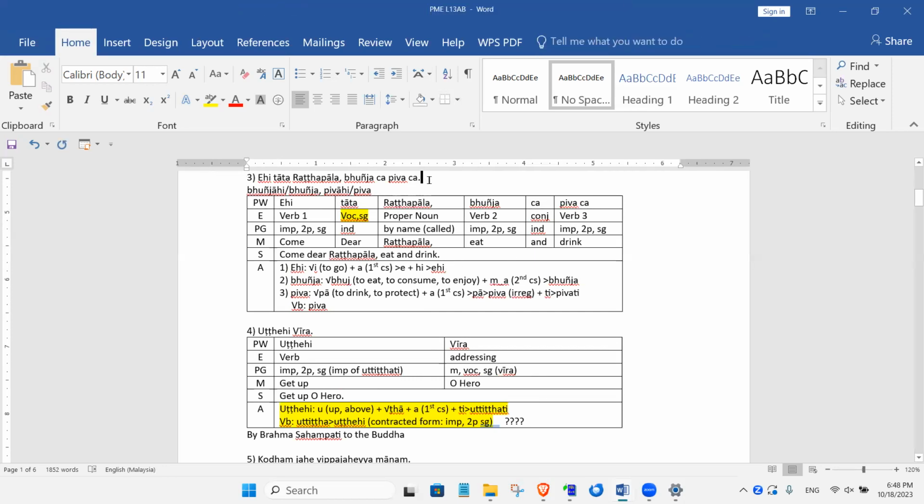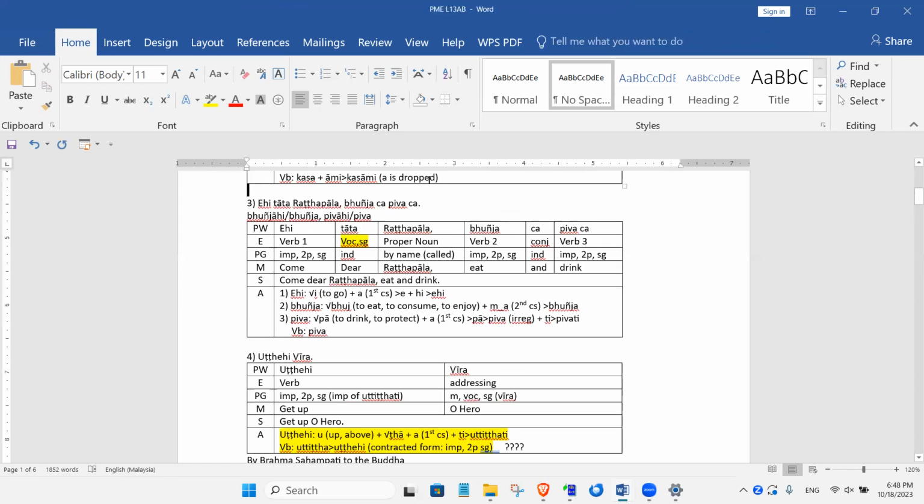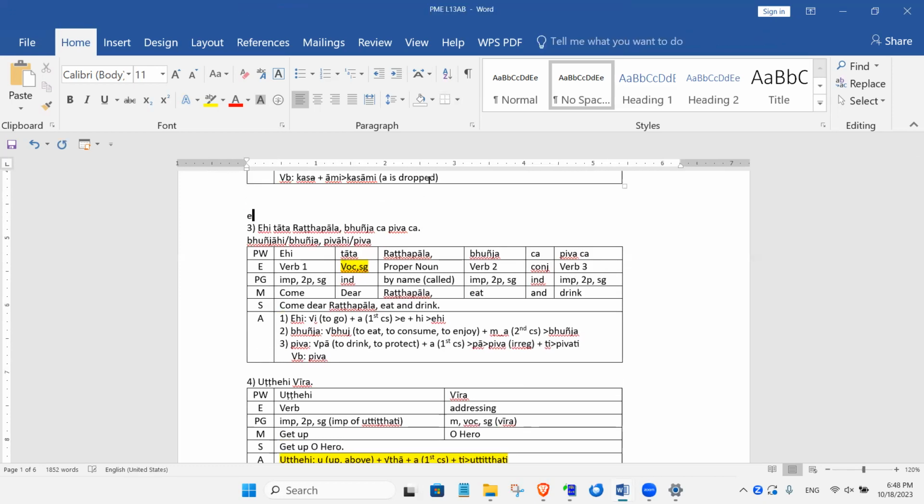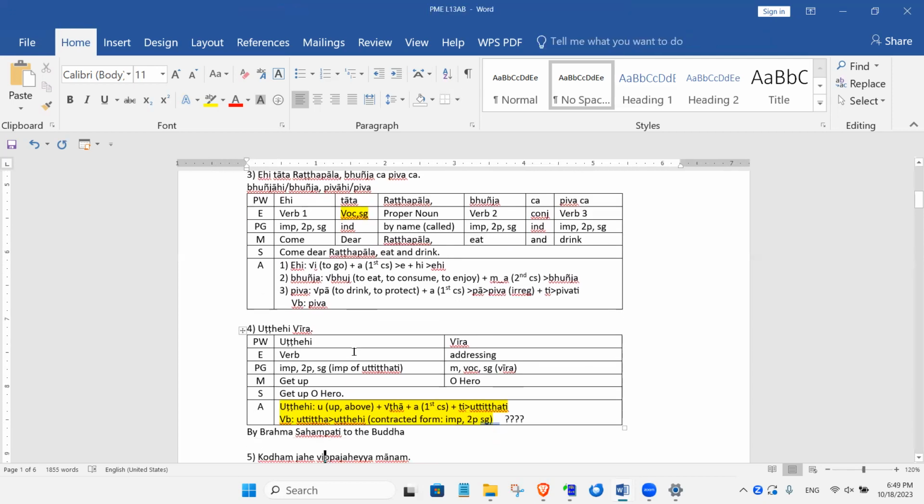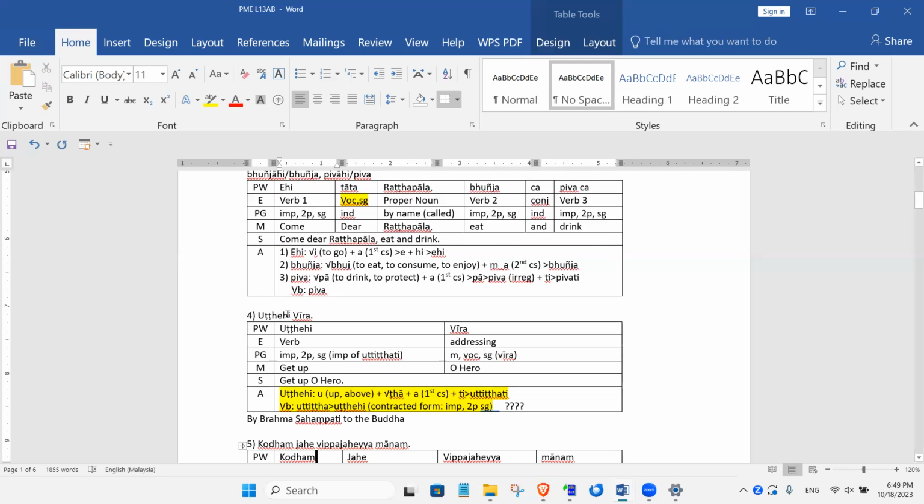So when you see this thing, what you do is try to find the present tense. For example, this one will be eti. This one will be bunjati and then piwati. All right. So it becomes ehi, bunja or bunjahi, bunja, piwahi, piwa. Now next one. Even though it looks special, this actually all are imperative second person singular, right?